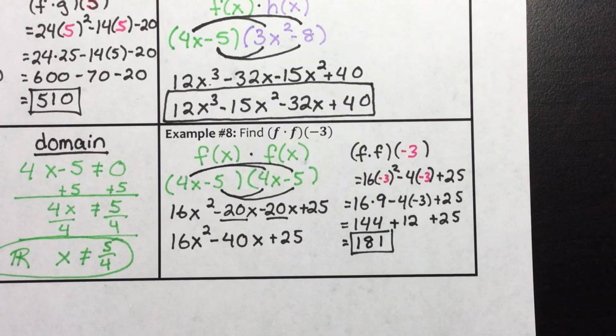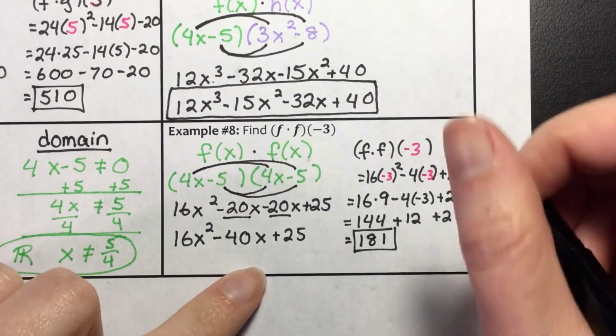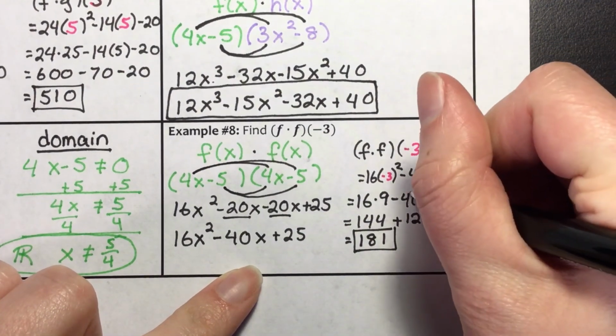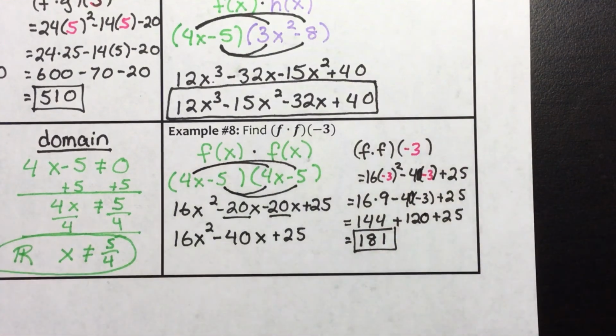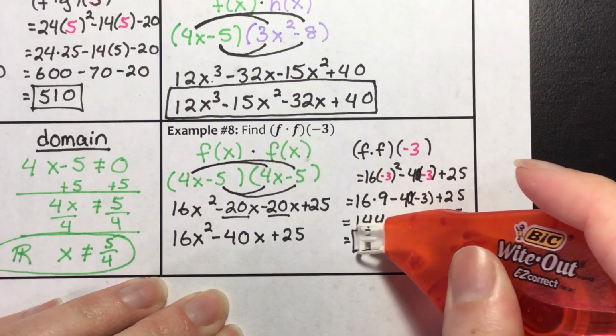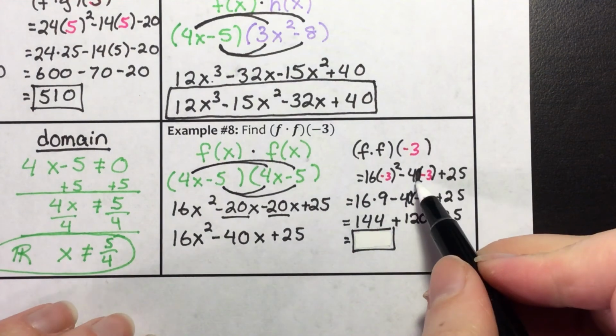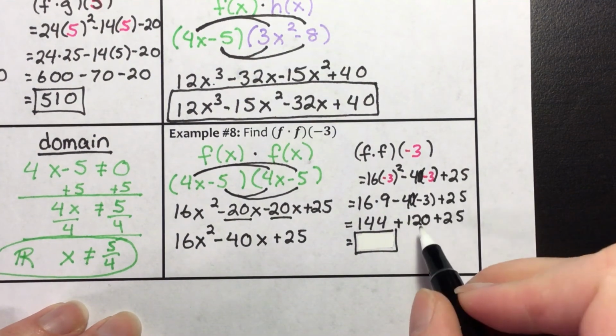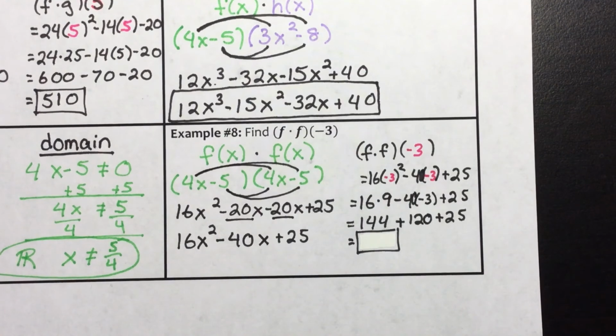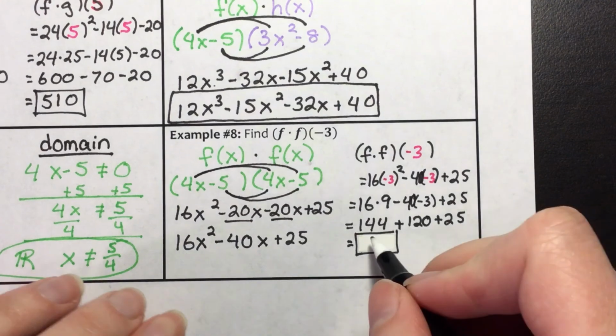Now let's take a look at what we would get. Oh my goodness, I missed that 0. That's negative 40, sorry, that's 120, which means that I added wrong as well. Let's fix that mistake. Negative 40 times negative 3 is positive 120. So 144 plus 120 plus 25 is 289.